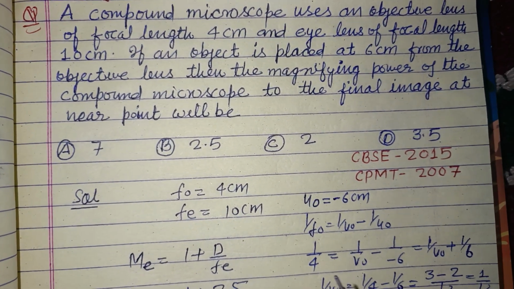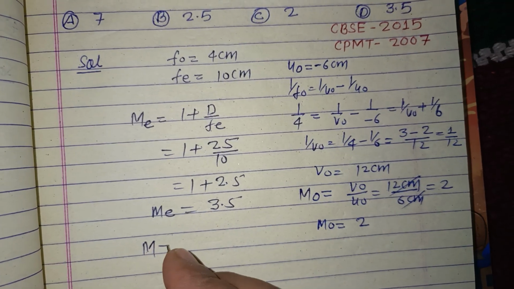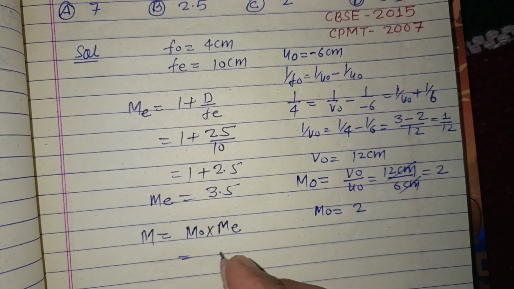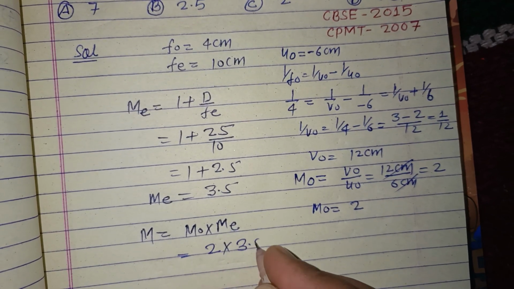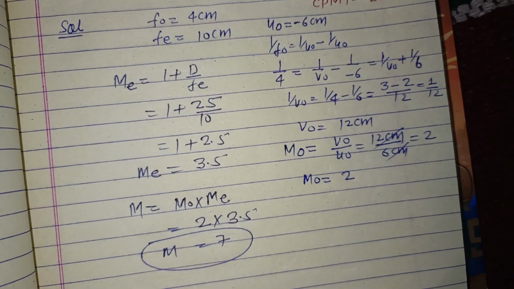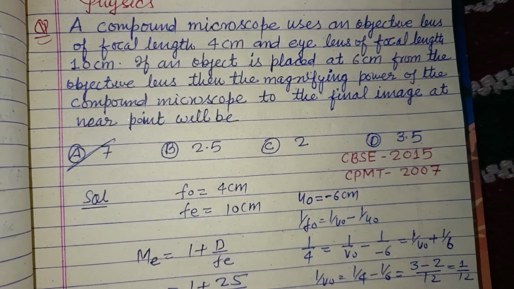Now question is asking the magnifying power of compound microscope. So M equal to MO into ME, that is 2 into 3.5, that is 7. So magnifying power of compound microscope is 7, which is found in option A. Therefore option A is correct.